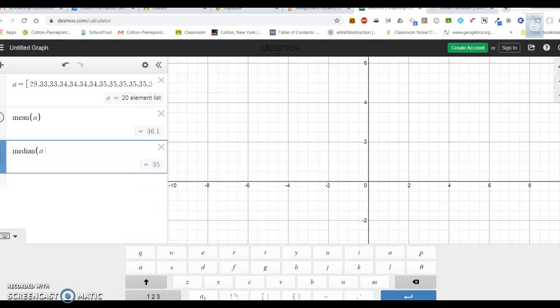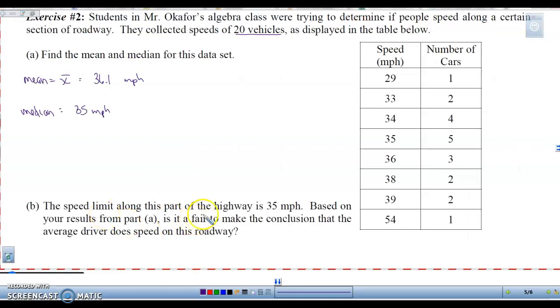Okay, now what we want to know is, the speed limit along this part of the highway is 35 miles per hour. Based on your results from Part A, is it fair to make the conclusion that the average driver does speed on this roadway? Okay, now remember the mean is the average speed of all of this data set, and the median is the middle number. All right, now if I look at the median, which is 35, which would be right here.